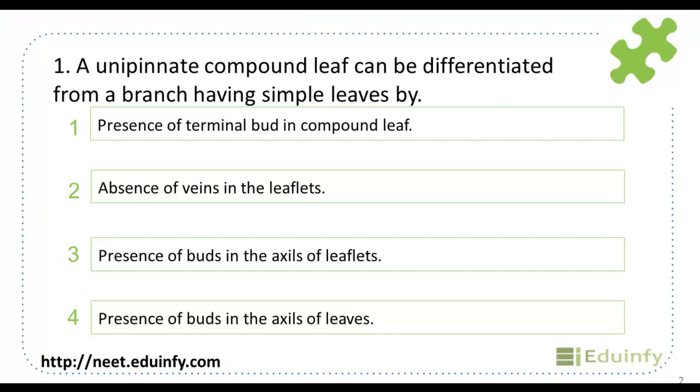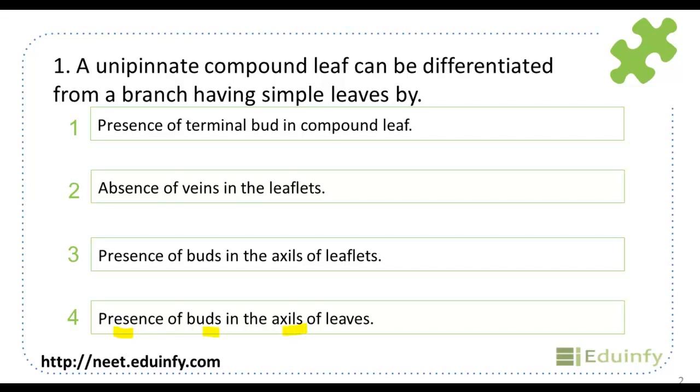First question: a unipinnate compound leaf can be differentiated from a branch having simple leaf by presence of terminal buds in the compound leaf, absence of veins in the leaflet, presence of buds in the axils of leaflet, presence of buds in the axils of leaf. Here the answer is presence of buds in the axils of the leaf.